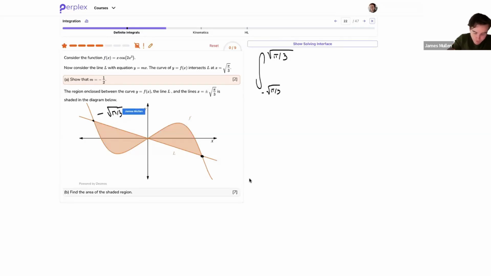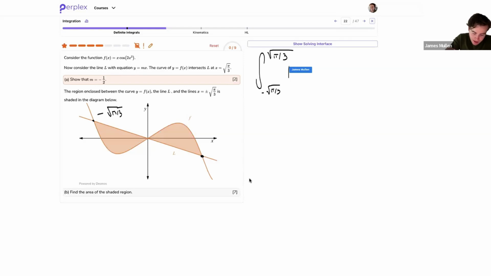By the way, I know the bounds are root pi over 3 and negative root pi over 3 because f is an odd function, and the line is also an odd function, but for standard level students who don't know what those words mean, I just have an x squared in here, which means cosine is going to have the same value, x is going to have the opposite value, and so they're going to meet on the opposite side as well. All right, so I know that it's that.